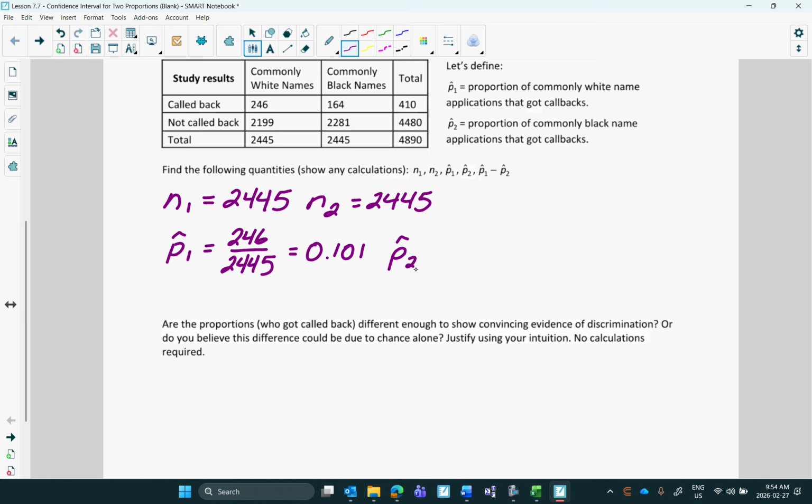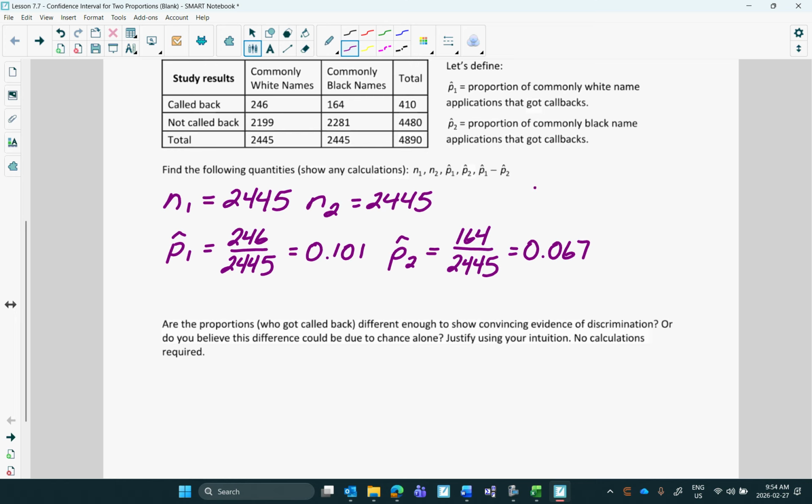Proportion of black names that received a callback, 164 out of 2445. Again, you could leave it as a fraction if you want, or change it to an approximate decimal, you would get 0.067. So a little over 6.5%.